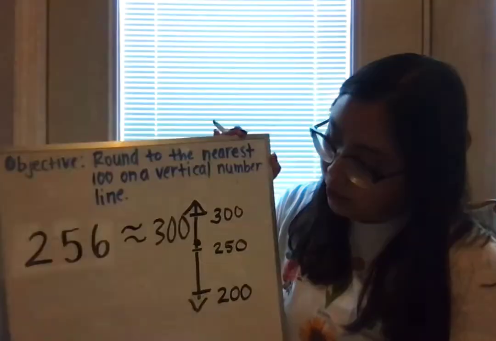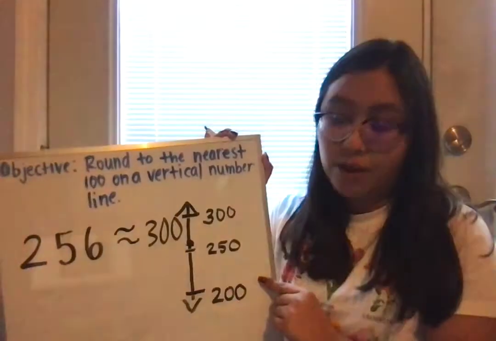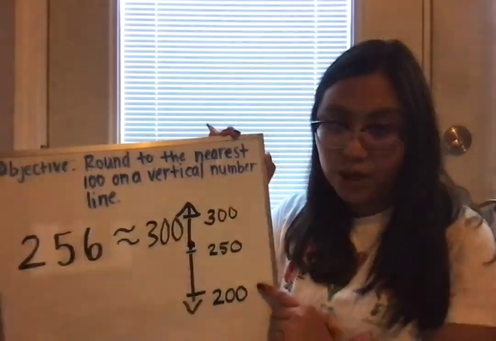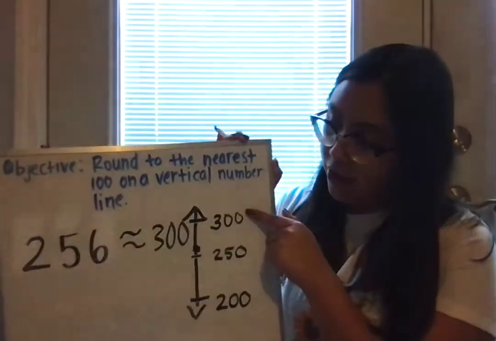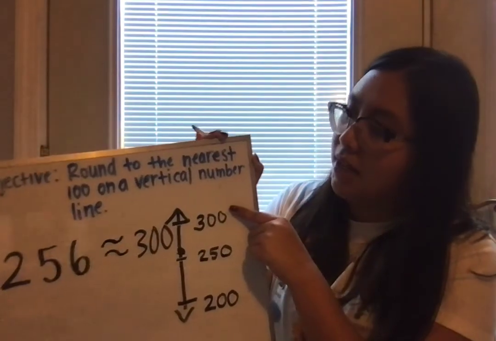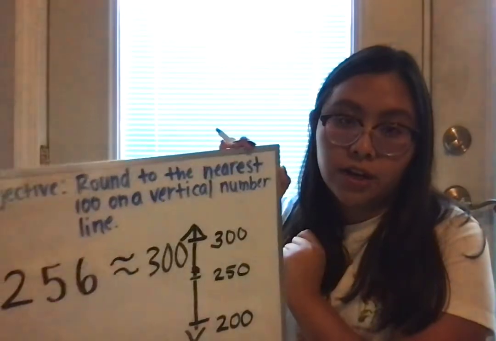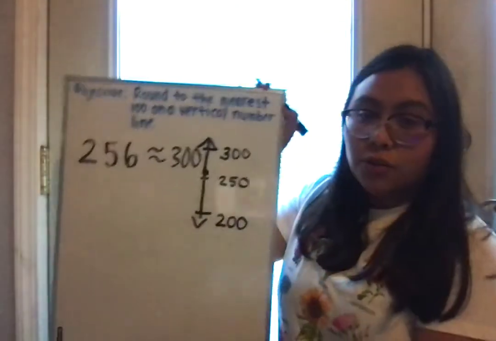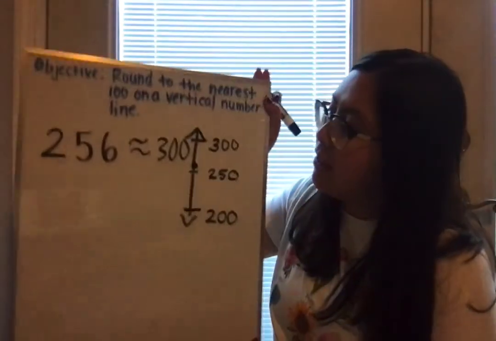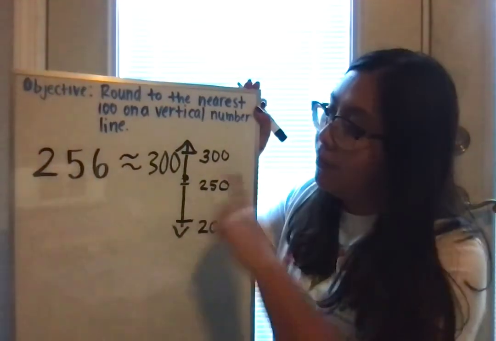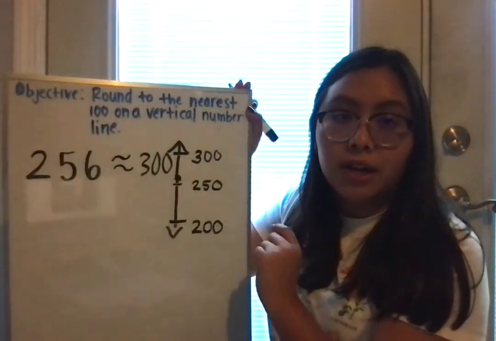So thank you for working with us. Now that we understand what our starting point is, our halfway point, and our end point, that is going to help us round to the nearest 100 on a vertical number line, and it's going to make it much easier to see where the number is closest to.